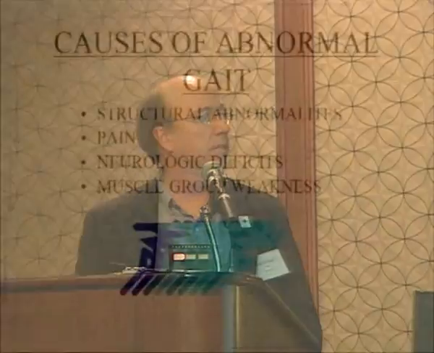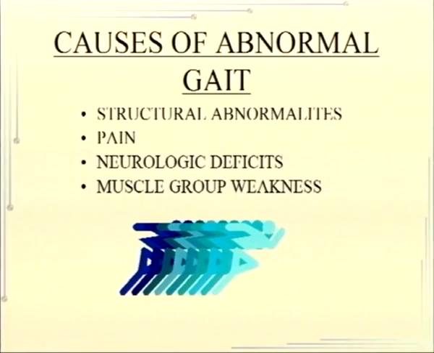Let's start with the causes of abnormal gait. These are four common causes: structural abnormalities, such as joint deformities, pain for various reasons, neurological deficits, which is the primary cause in transverse myelitis, which leads to some of these other things, and muscle group weakness. So these can be seen as four different causes of abnormal gait, but also once you get one of these things, the other things may also follow.